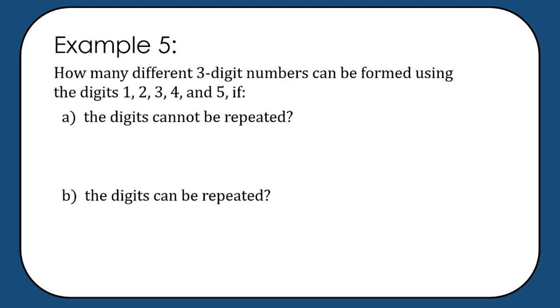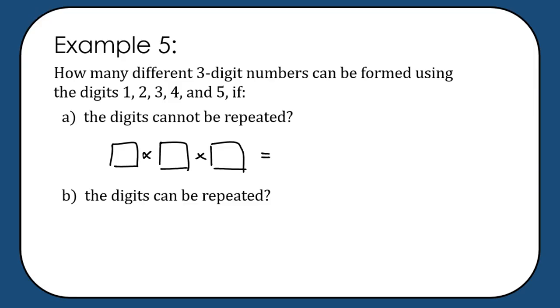Okay, example 5. How many different 3-digit numbers can be formed using the digits 1, 2, 3, 4 and 5 if the digits cannot be repeated versus if the digits can be repeated? This is what I was talking about with the code before. We've got a 3-digit number. We need to have a number in each of the 3 positions. So it's an AND problem, so we're multiplying.